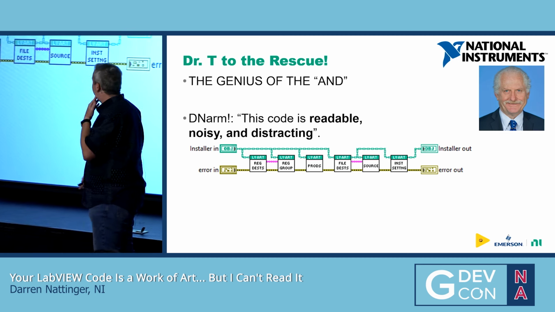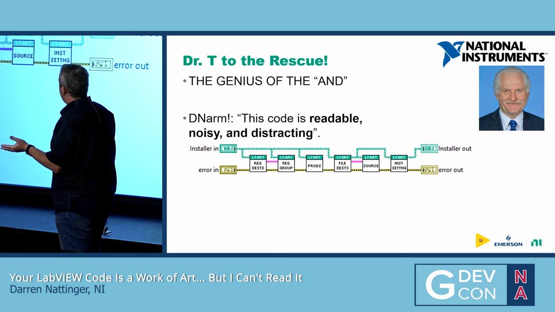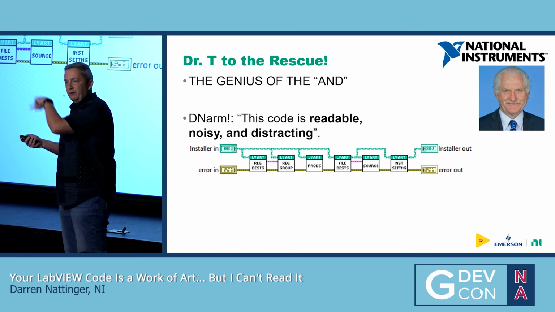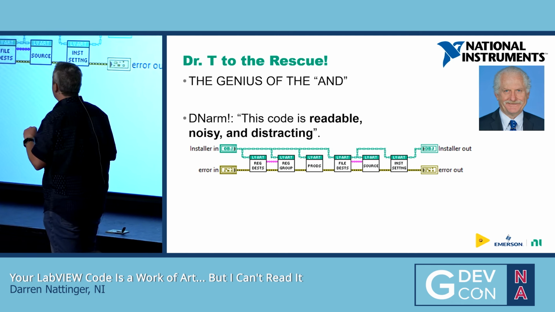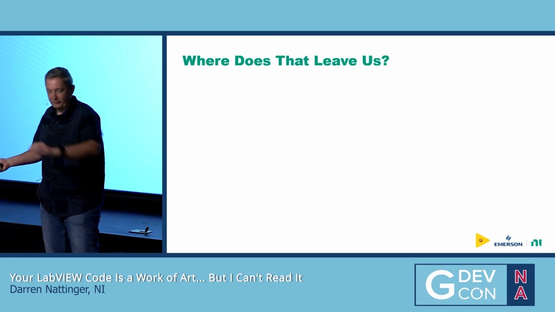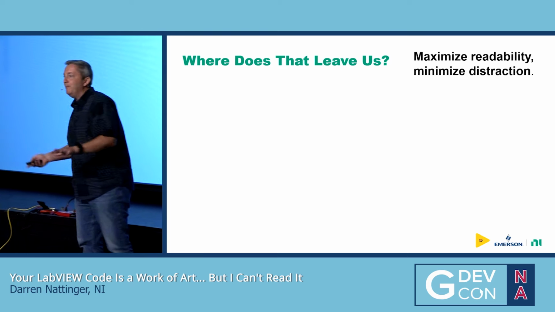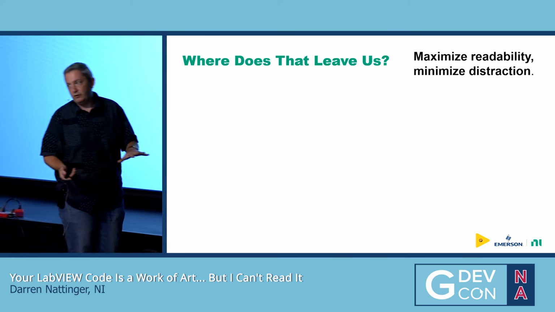And I thought about that, and I thought, you know what? I think that's true. That's perfectly readable code. I can tell exactly what it's doing, but all those wire bins and everything make it kind of distracting. So where does that leave us? What am I going to talk about for the next 40 minutes? We need to maximize readability while minimizing distraction, is what we need to do.